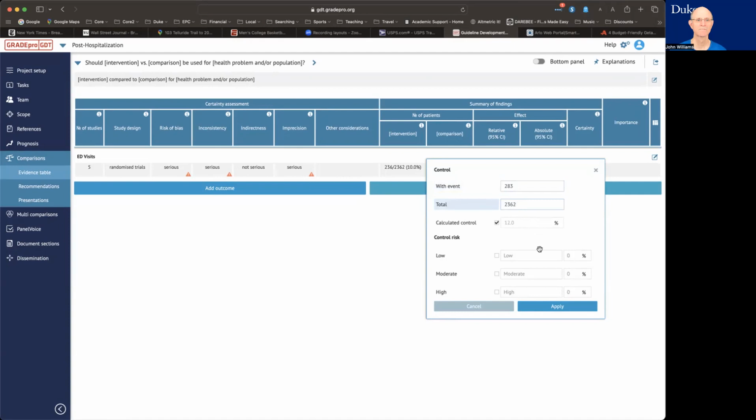It will also allow us to do a bit of a sensitivity analysis so that we can vary from a plausible low to plausible high. And so let's say that in some populations, the event rate may be as low as 8%, and in others, it may be as high as 25%. So we'll apply those. Only 3 control risk values can be set.